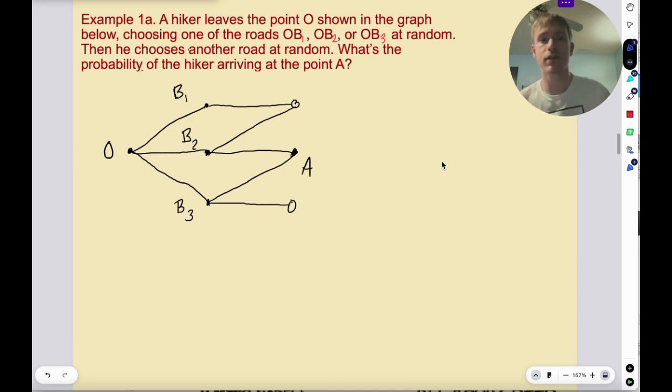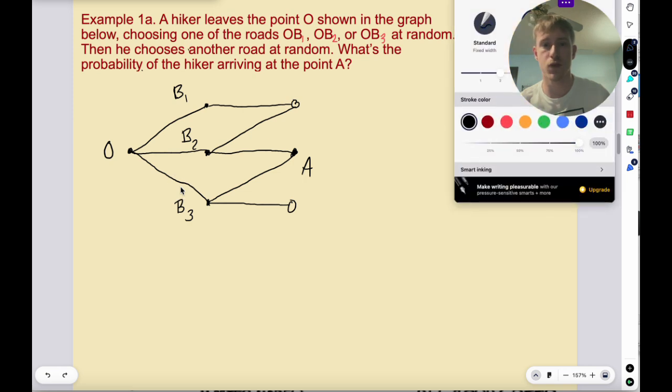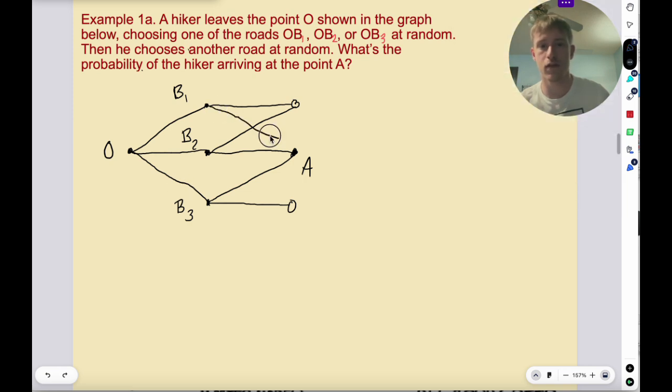It says a hiker leaves the point O, shown on the graph below, choosing one of the roads OB1, OB2, or OB3 at random. Then he chooses another road at random. Okay, so if he's at OB1, then he could choose either this one or the one that I, of course, forgot to draw in, which would be this one. If he's at OB2 right now, he could either choose this road or this road. And if he's at B3, then he can either choose this one or this one. Again, all this is at random.